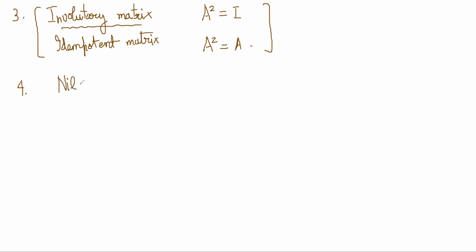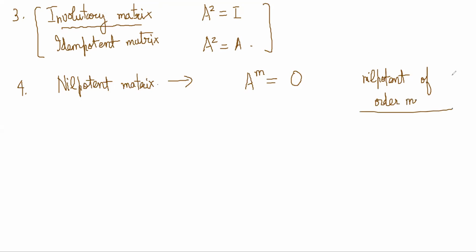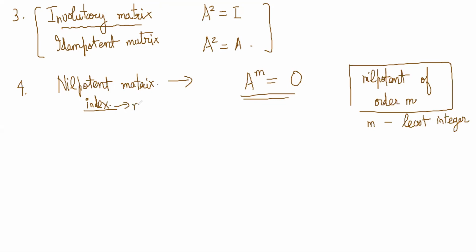Nilpotent. These are all there in your Allen book, by the way. A matrix is said to be nilpotent if there is a positive integer m such that A power m is equal to 0. It is a nilpotent matrix of order m if A power m is equal to the 0 matrix, and here m is the least integer for which this is true. That is called the index of the nilpotent matrix.